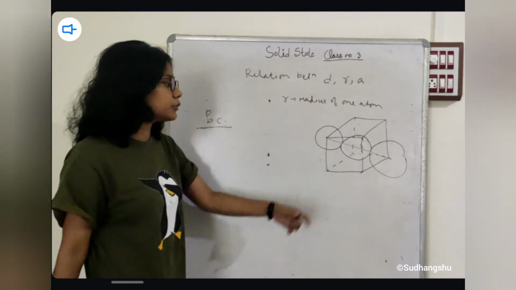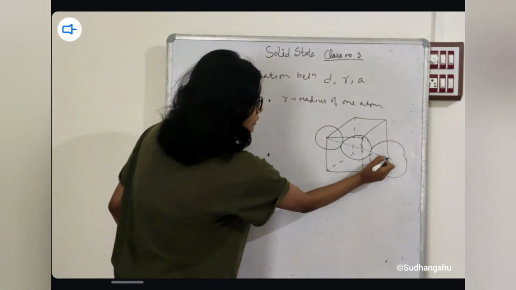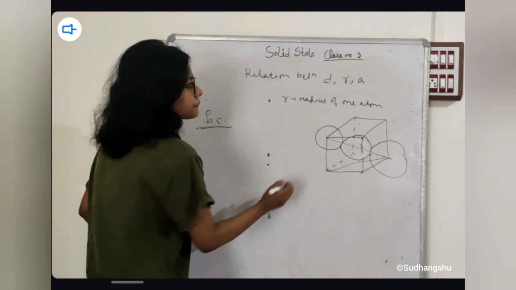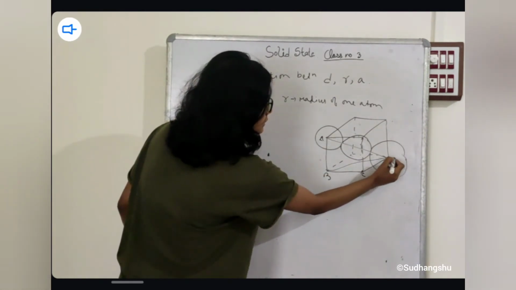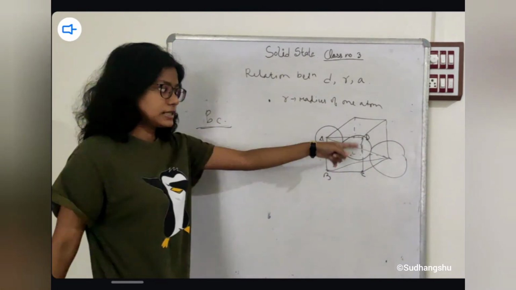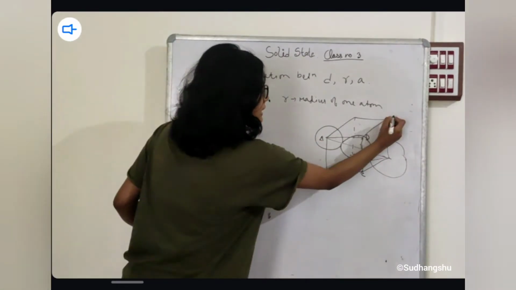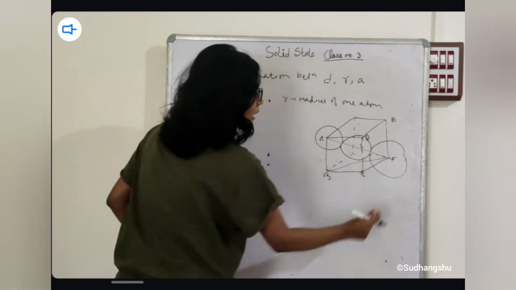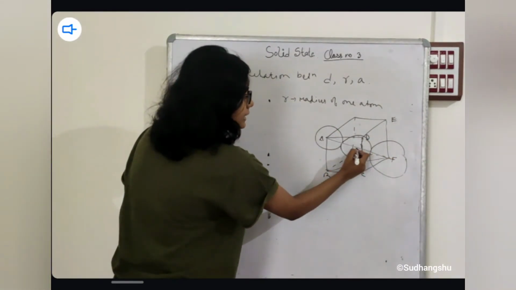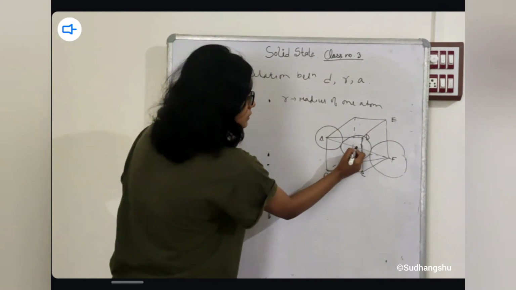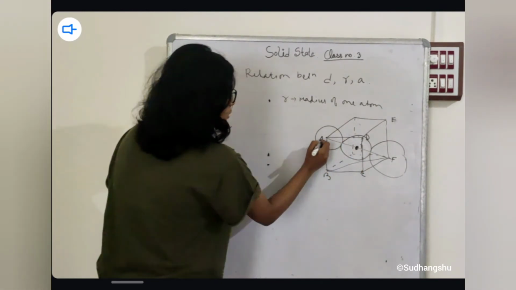This is for body centered unit cell. Okay. Now A, B, C, D. This is one face. C, D, E, F. This is also one face. And D is at the center of the unit cell.